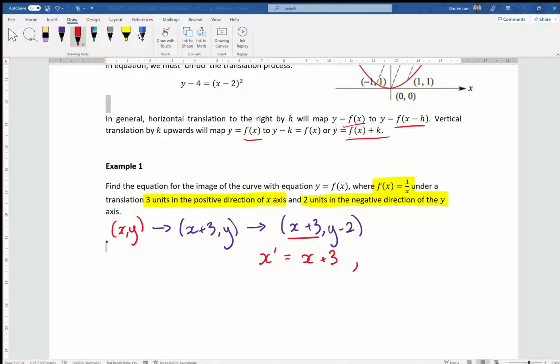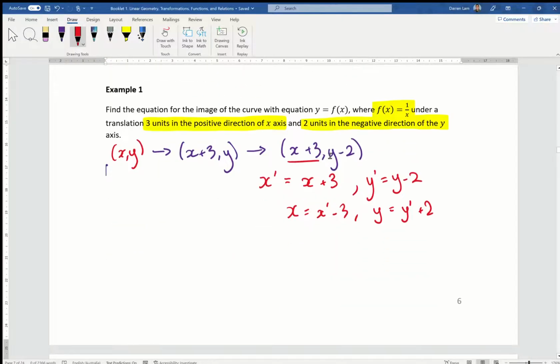Next to that, I'm just going to write y dash, and the same thing for the y coordinate. So our transformed coordinate is x plus 3 for x, and our transformed ordinate for y is y minus 2. I'm going to rearrange them to get x and y as the subject. Assuming you guys are happy with this, I'm going to write x equals x dash minus 3, and of course we have y equals y dash plus 2.